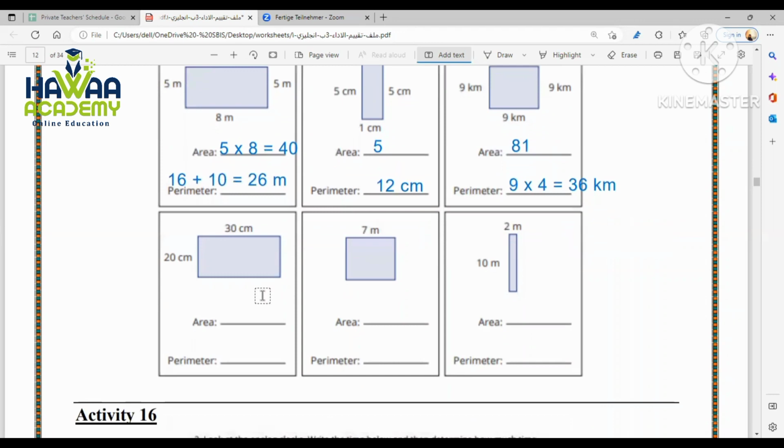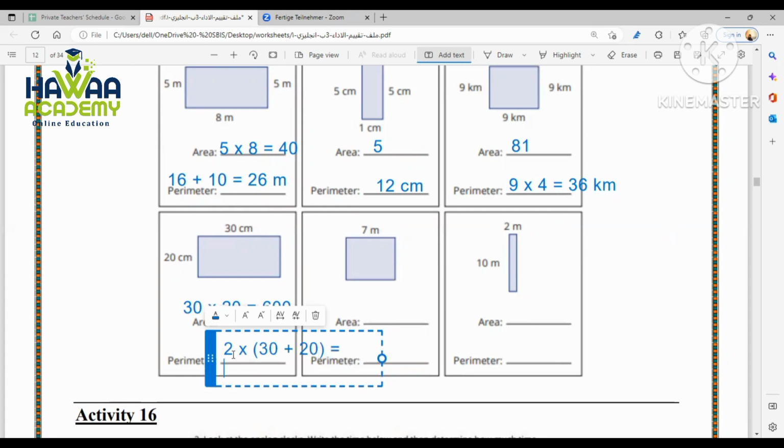We need to find the area for this one, which is 30 times 20. So I'm just going to drop down the 2 zeros and think 3 times 2 will be 6. So it's going to be 600 centimeters squared. What about the perimeter? I can choose the formula 2 times length plus width. So here it's going to be like that. So it's going to be 2 times 50 equals 100 centimeters.